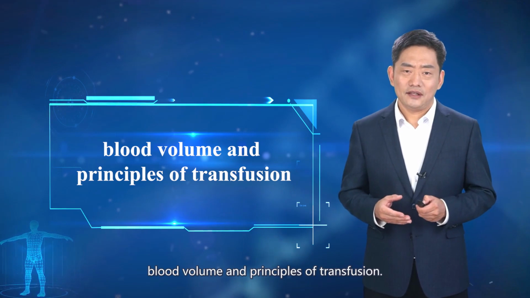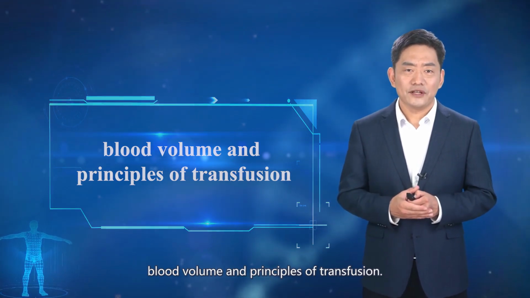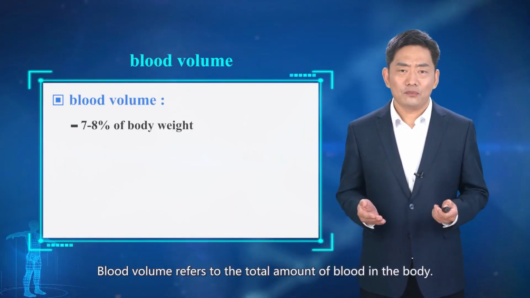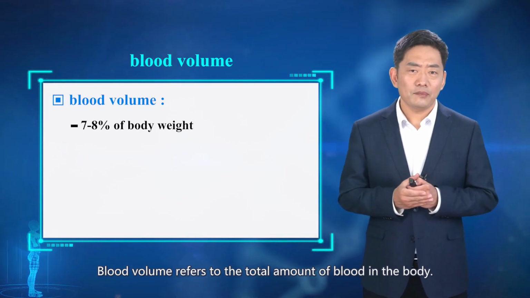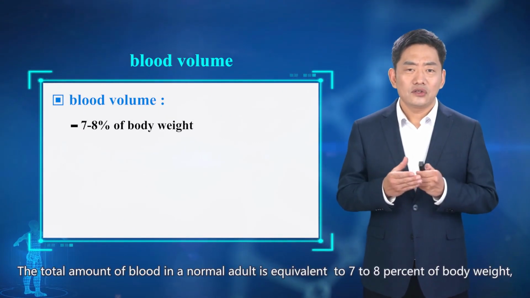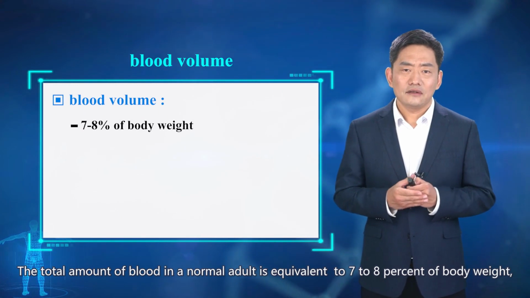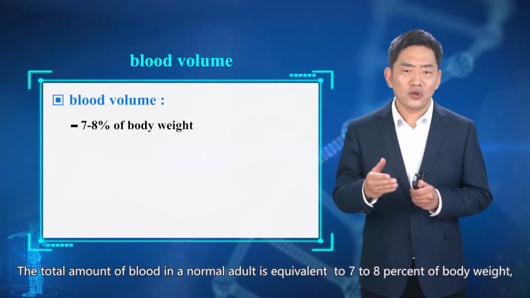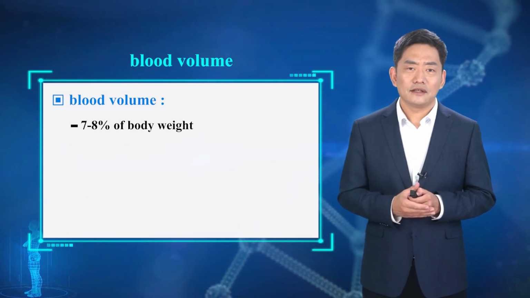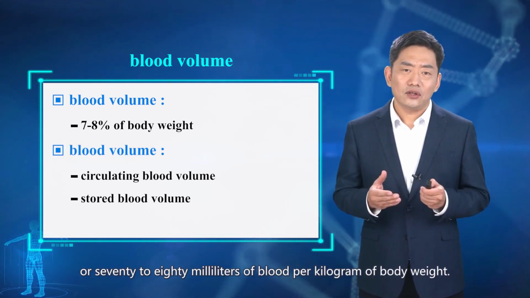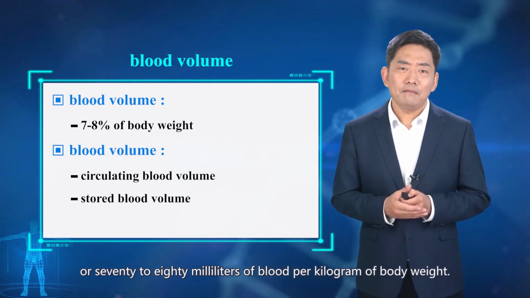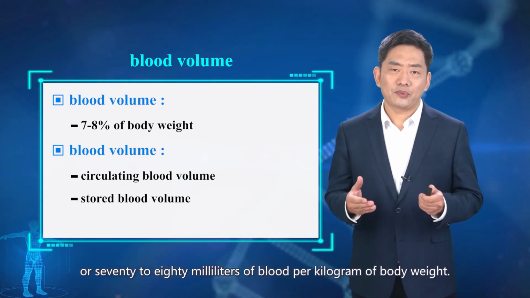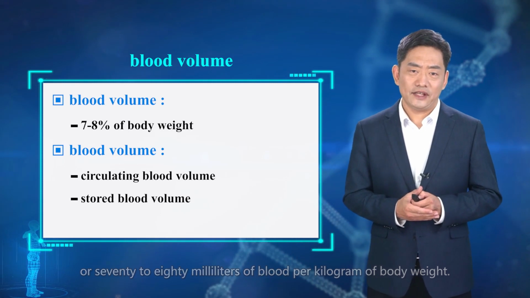Blood volume and principles of transfusion. Blood volume refers to the total amount of blood in the body. The total amount of blood in a normal adult is equivalent to 7 to 8% of body weight, or 70 to 80 milliliters of blood per kilogram of body weight.